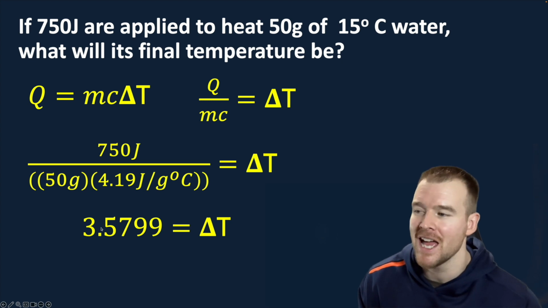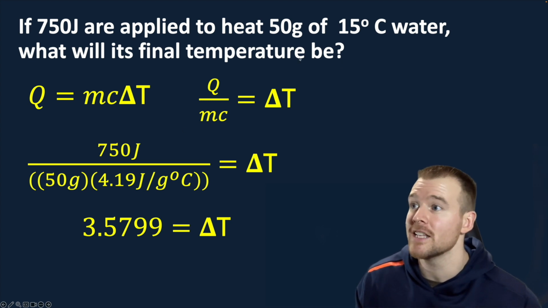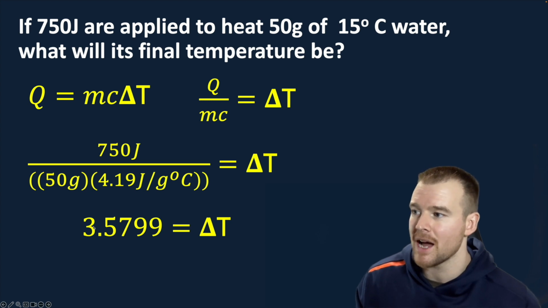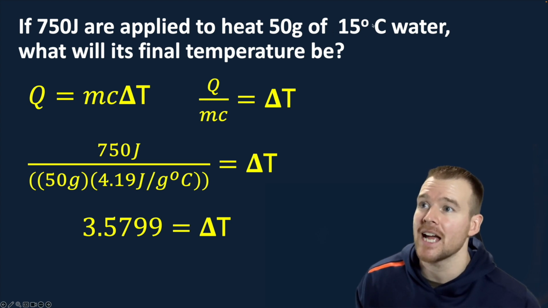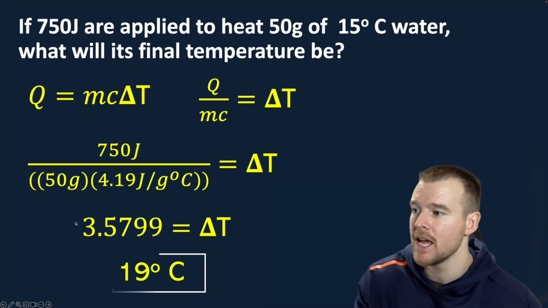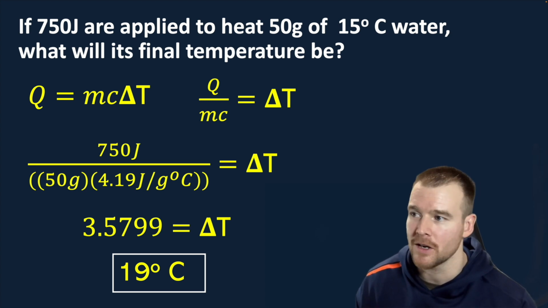Now I want to emphasize that that is the change, because you might see a multiple choice question that says, is the answer 3.57 or 3.6? And that's not our final answer, because it says, what's the final temperature? Well, if it changed by 3.6, we're going to have to add that to our original 15. So we'd add that to become 18.579, and it would round to 19 degrees for our final temperature.